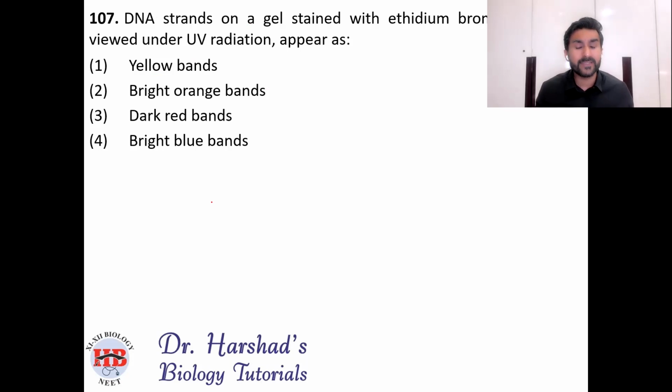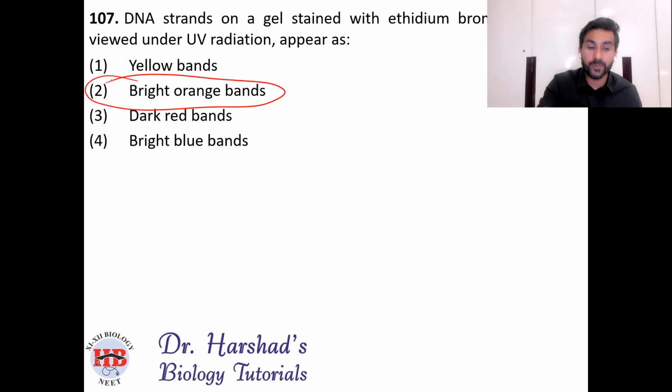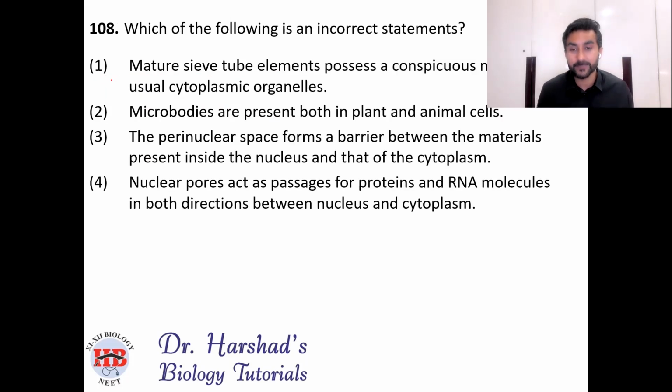Now, if you remember, when we use ethidium bromide in the DNA, when we do gel electrophoresis and separate the DNA fragments, and when you use ethidium bromide under UV light, we know that DNA appears in orange bands, bright orange bands. That would be our answer.